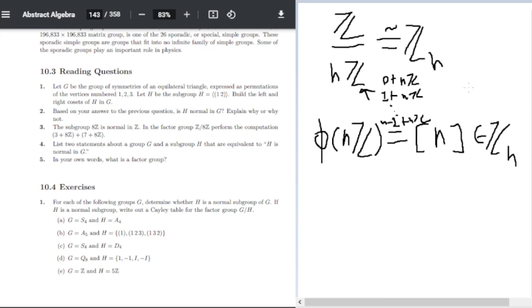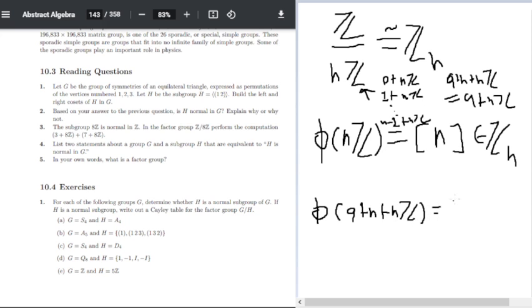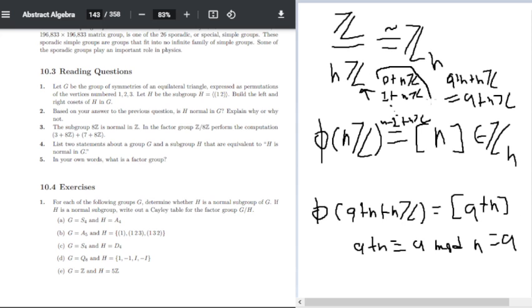To show, first of all, that this is well defined, notice that a plus n plus nZ is equal to a plus nZ, right? So we'll have that phi of a plus nZ is equal to the equivalence class of a plus n. Now notice that since a plus n is equivalent to a mod n, this equivalence class is just equal to a. So we can take any of the members of the equivalence class as our definition.